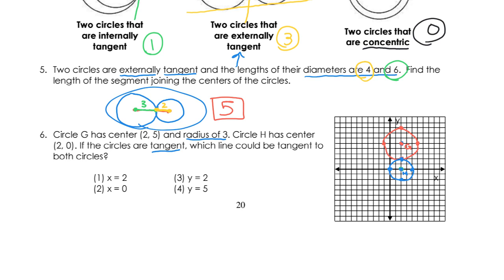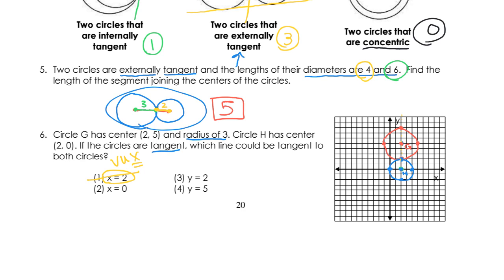Okay, so they want to know which line could be tangent to both circles. So first one up, x equals 2. x equals 2 is a vertical line, right? Think of VUX, V-U-X. x equals a number. Okay, so a vertical line at 2 would go right through the circles, meaning that that is not tangent if it goes through the circles. So I'm going to get rid of that. Okay, it can't be it.